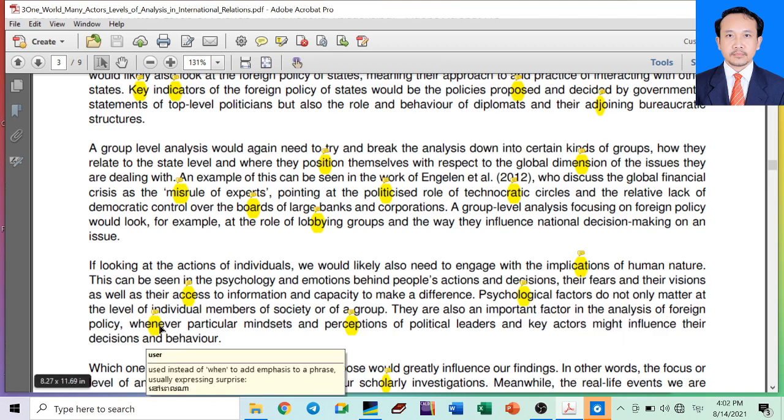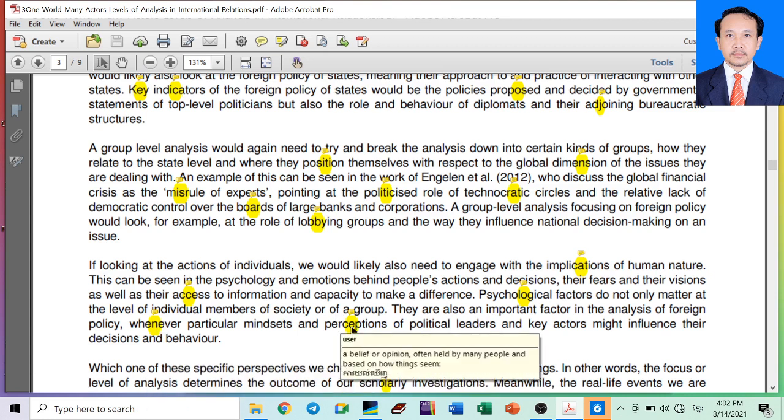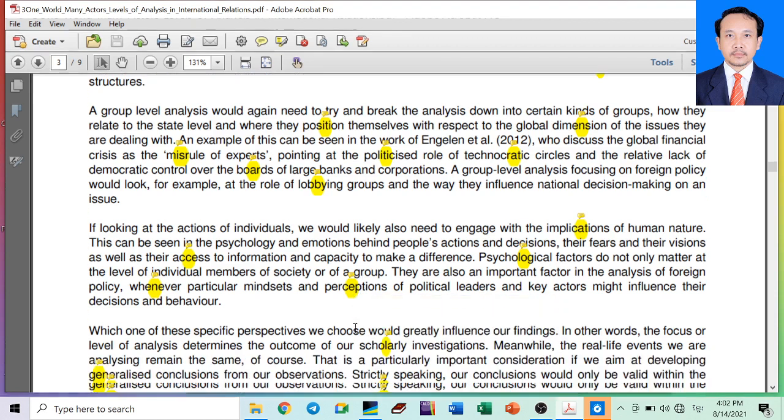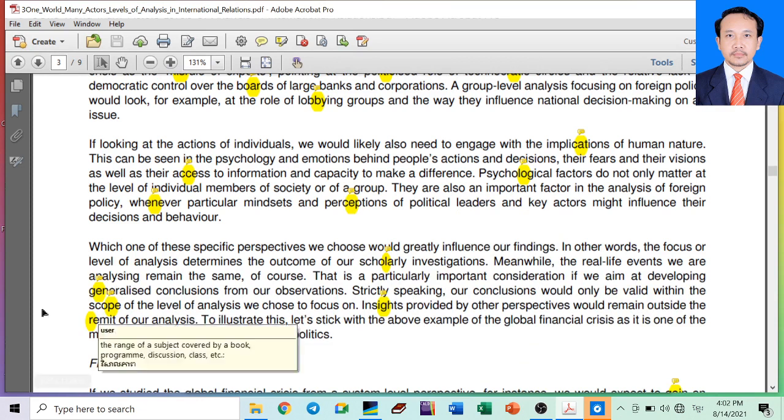Whenever: used instead of when, to add emphasis to a phrase, usually expressing surprise. Perception: a belief or opinion often held by many people and based on how things seem. Move on to the next one.